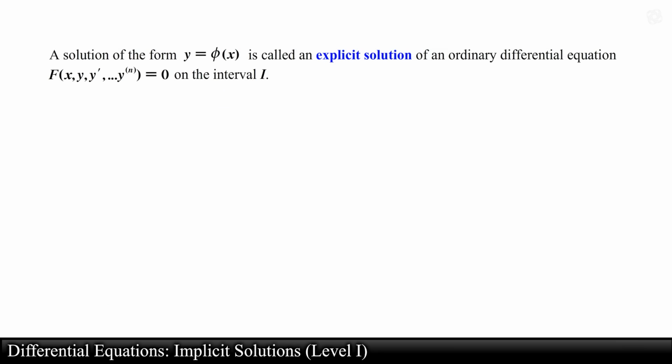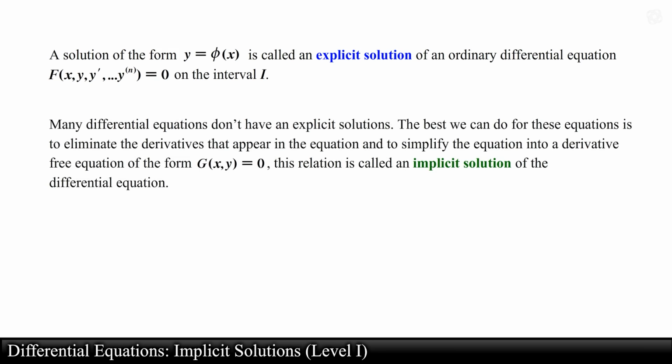Alright, to sum up, a solution of the form y equals phi of x is called an explicit solution of an ordinary differential equation on the interval I. Many differential equations don't have explicit solutions. The best we can do for these equations is to eliminate the derivatives that appear in the equation and to simplify the equation into a derivative-free equation of the form g of x and y equals 0. This relation is called an implicit solution of the differential equation.